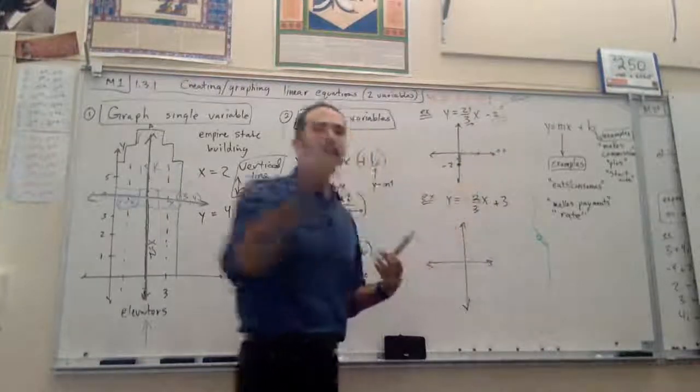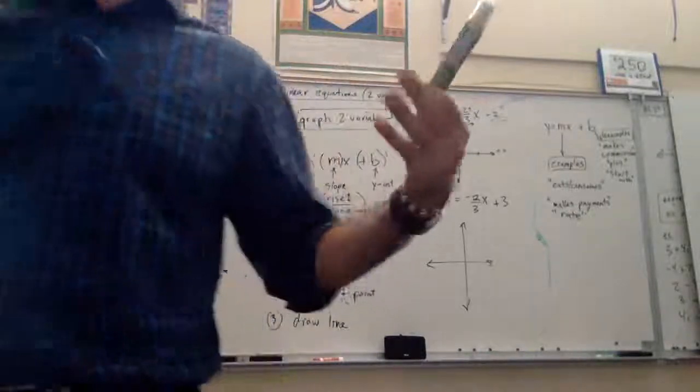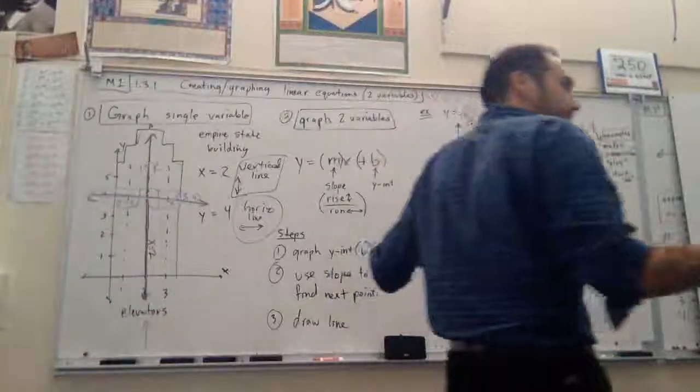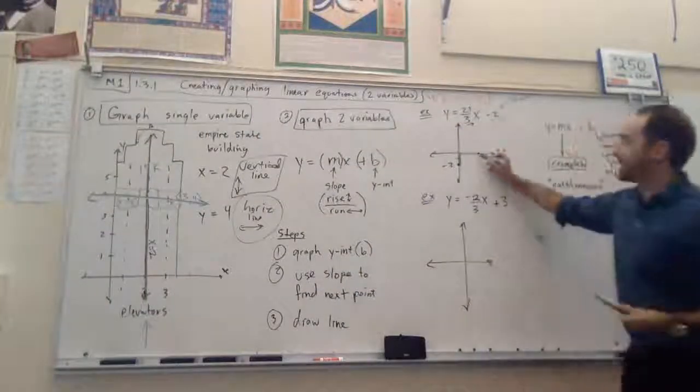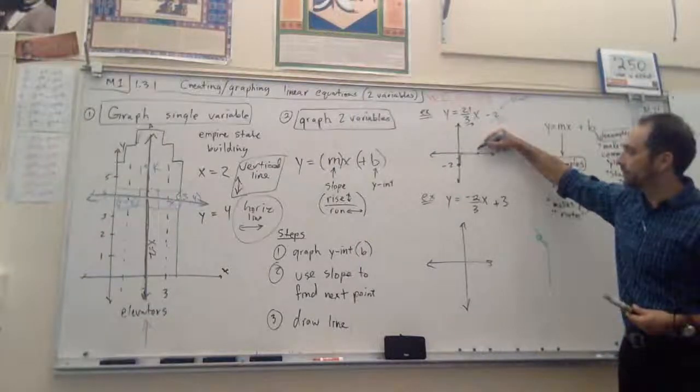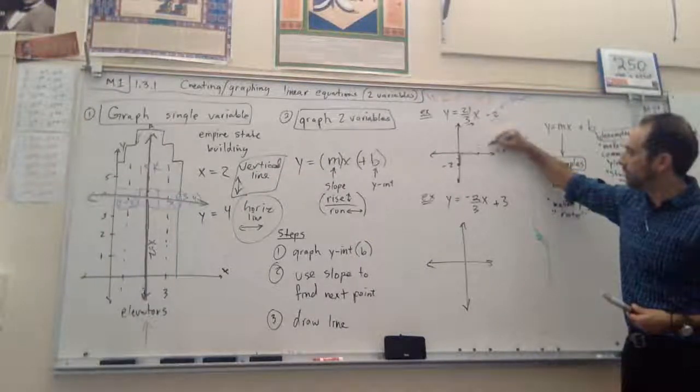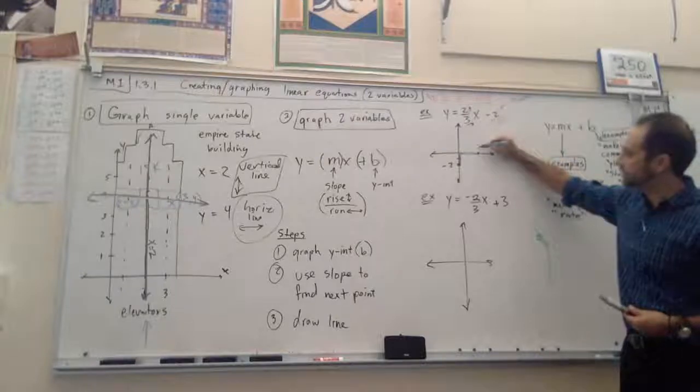Can I graph my line with 2 points? I can. Yeah. Let's just see if this holds true. If I wanted to go up to my next point, how far up would I go? 1, 2. Over 3. 1, 2, 3. There's my other step.